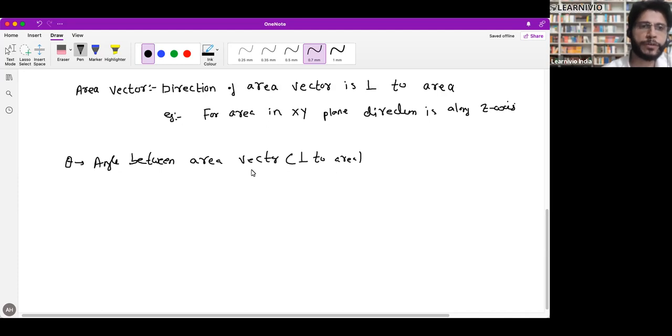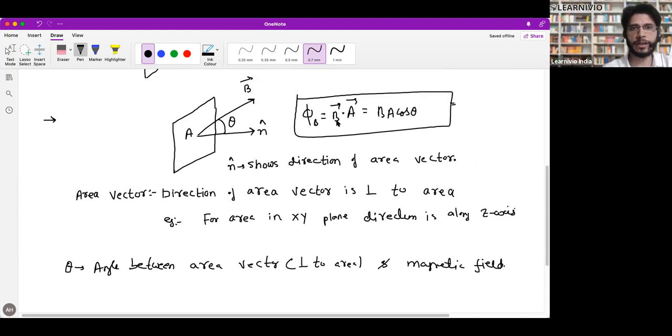So theta is the angle between area vector, perpendicular to area, and magnetic field. So phi, which is B dot A, could be written as BA cos theta also. This is how we calculate magnetic flux, which is BA cos theta.